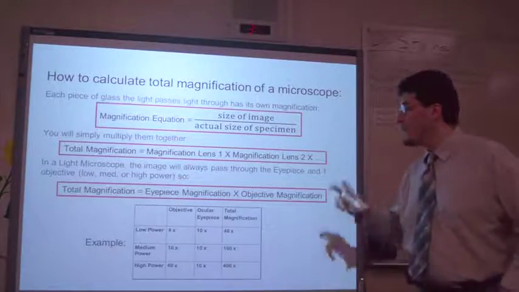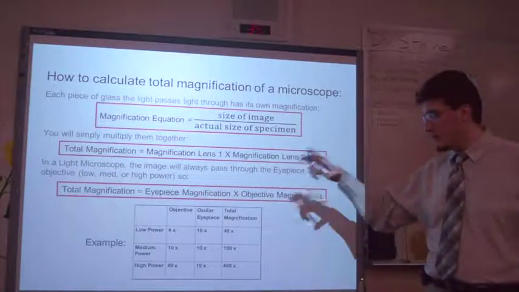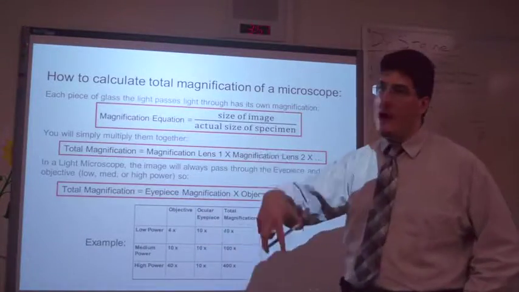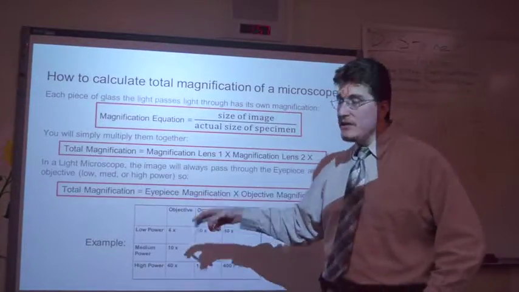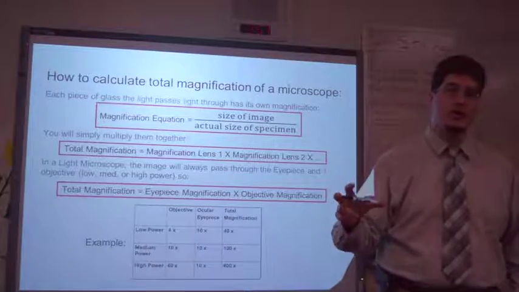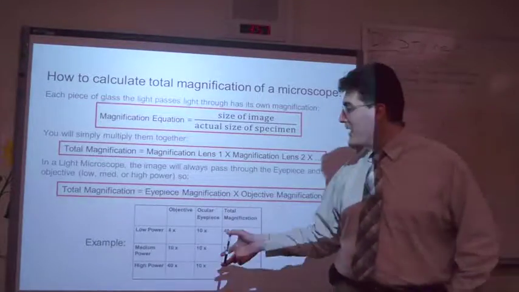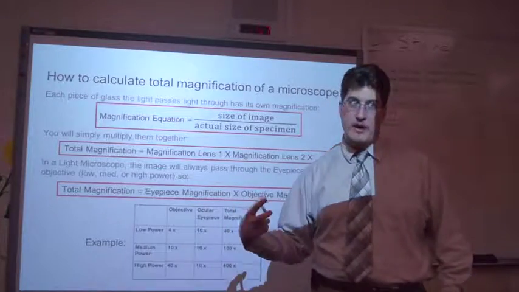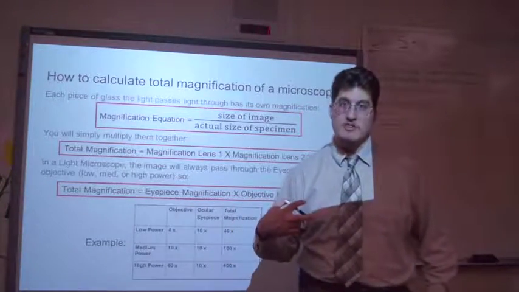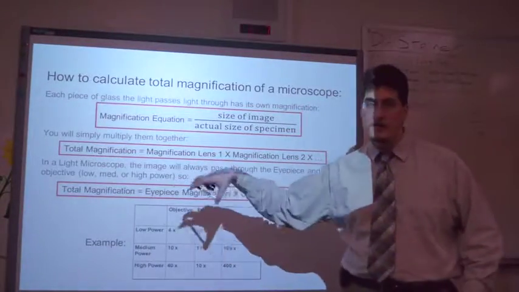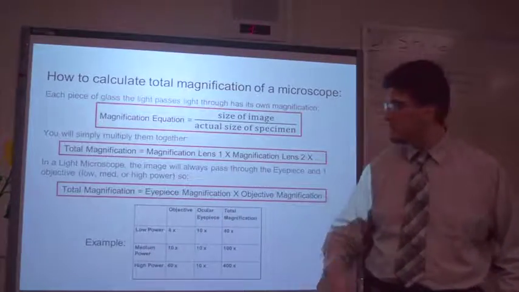Now, the low power equivalent here is the scanning power on our microscopes. The medium power is the low power equivalent on ours, which is the yellow one. And the high power is the high power on ours, which is the blue one on our microscopes. The low power is the scanning, the red one on ours.